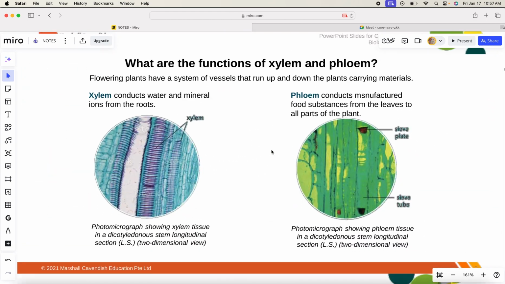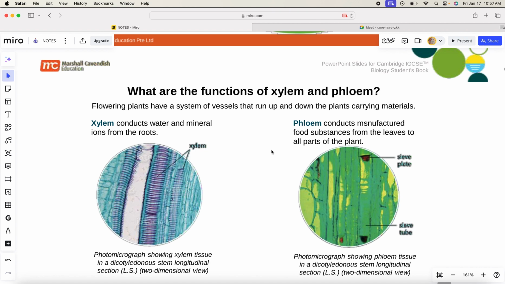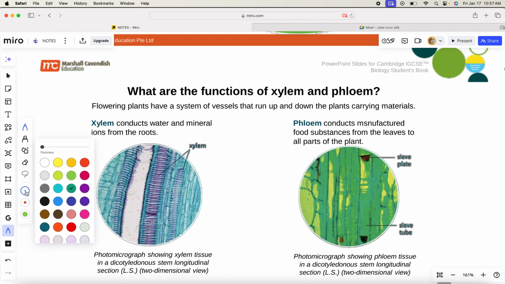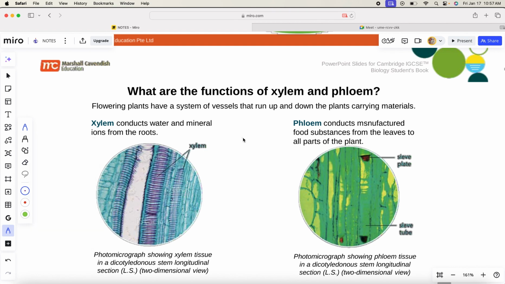Now let's start with the very first one. What are the functions of xylem and phloem? What are the functions of xylem and phloem? Xylems are characteristically designed by the creator of the plant to conduct or to carry water and mineral ions from the root of the plant.